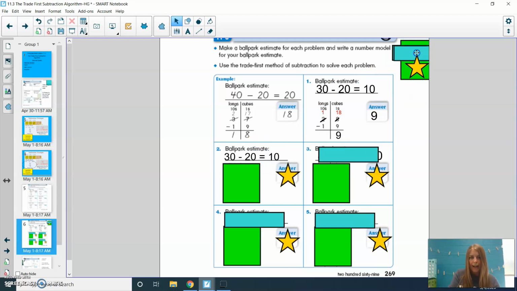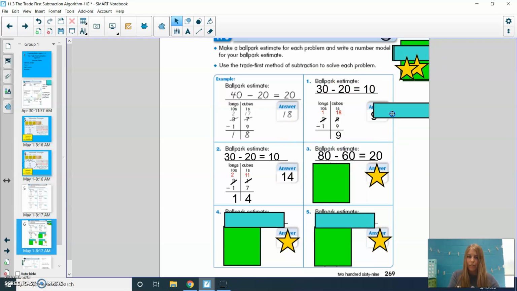So you should have rounded 30 minus 20 equals 10 because we had the numbers 31 minus 17. Now I traded, so my 3 now became a 2. My 1 is an 11. 11 minus 7 is 4. And 2 minus 1 is 1, giving me my answer of 14.